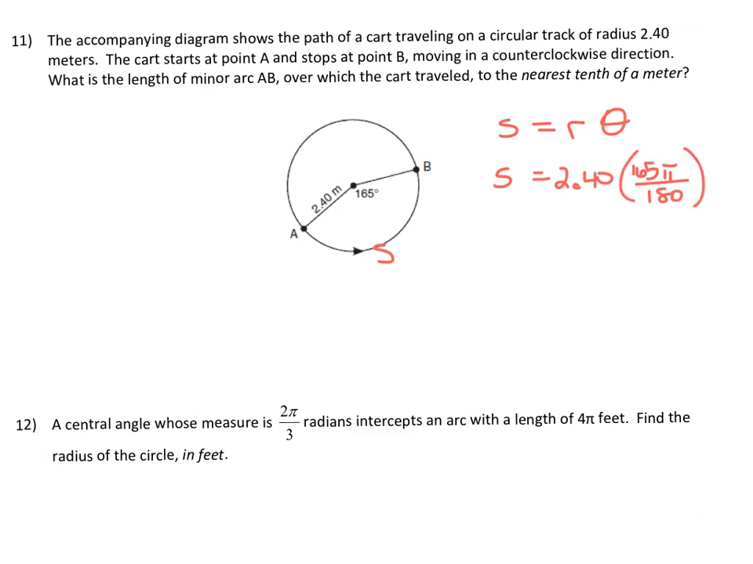Leave it like this. So if we want to find S in the calculator, you can plug in 2.4 times 165, and you're going to use the pi button, so times pi divided by 180. So try it out, and make sure you wind up getting to the nearest tenth. You get 6.9 meters. Now you may want to try out 12 through 15 and then hit play and see how you did.